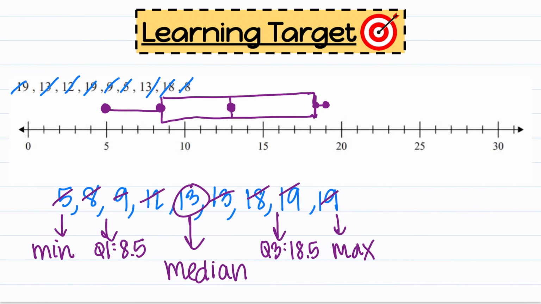All right, so here's my box plot that I represented using the data set. Our minimum was 5. Our first quartile was 8.5. Our median was 13. Our third quartile was 18.5. And our maximum value was 19.